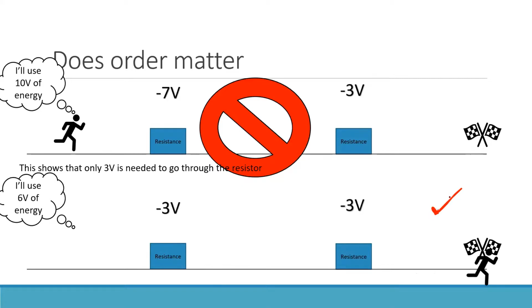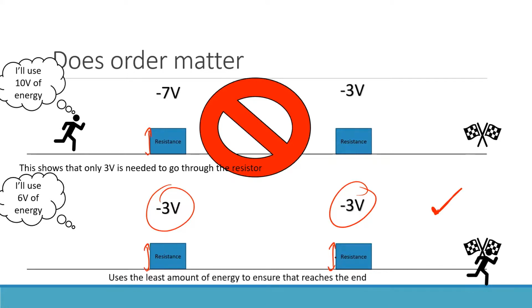The reason I can say this would work is because both of these are the same size resistor. So therefore, they have the same voltage drop. They got away with dropping just 3 volts. And because both of them drop 3 volts, no energy is being wasted. At the top one, there's more energy being wasted. So therefore, in this bottom one, no energy is being wasted. So I guess I write down, this uses the least amount of voltage. This uses the least amount of energy to ensure that it reaches the end.